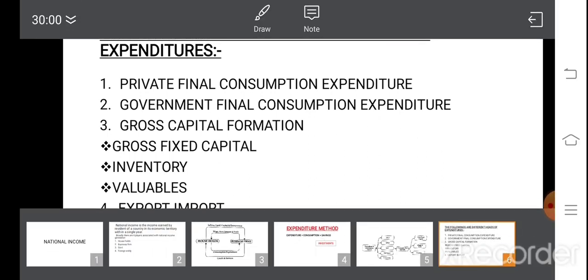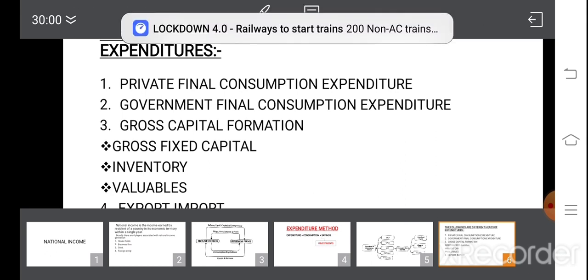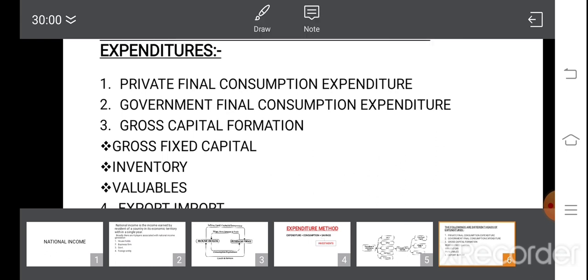Third one is valuables. These are expensive and durable goods such as jewelries, work of art, etc. These are one form of investment which can be sold during a needy hour. Earlier, the valuables were treated as consumption, but in new series, it is treated as an asset.